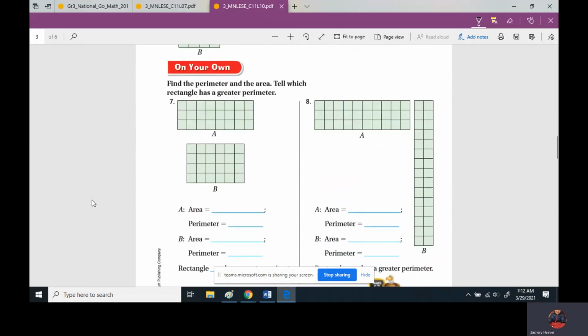All right. So for rectangle A, we have 1, 2, 3, 4, 5, 6, 7, 8. 8 times 3, which is 24 square units. And for rectangle B, we have 1, 2, 3, 4, 5, 6 of 4, which is 24 square units.